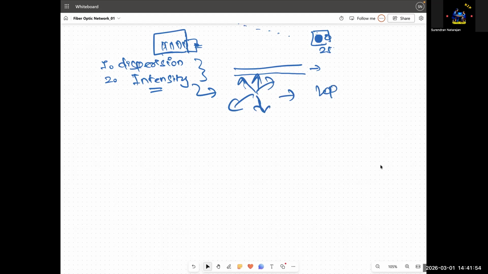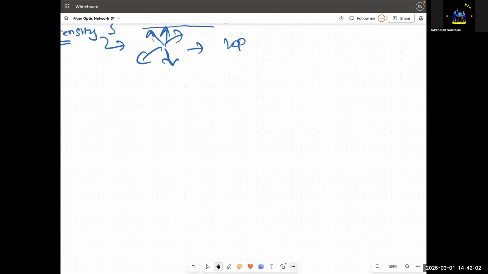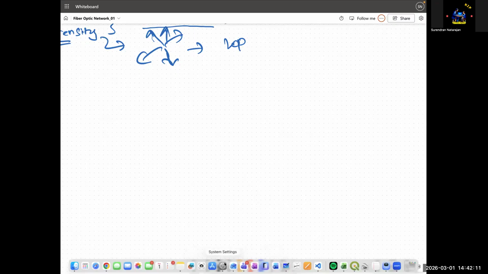I don't know why it is shuttling between here. I can't move this to here, so my hand touches. This is one big blunder here in the whiteboard. On all other boards, it is there at the top.